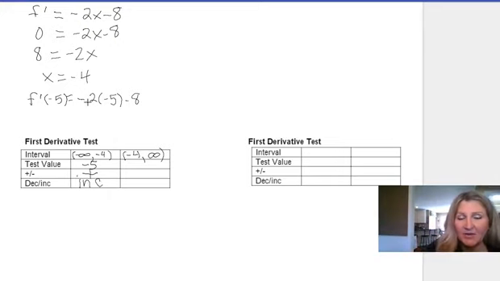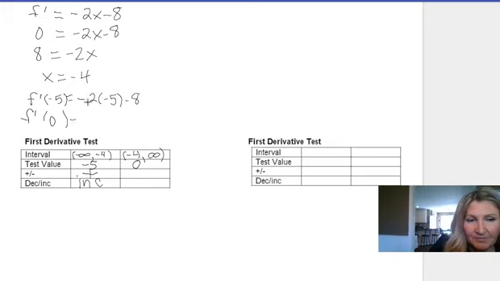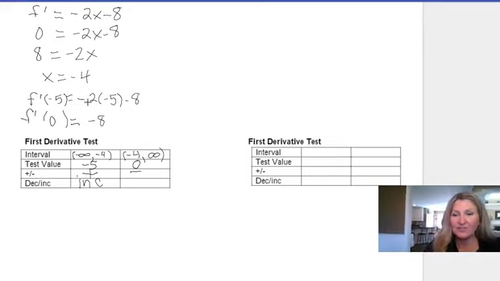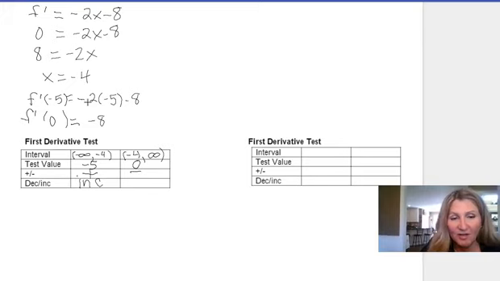Now I need a number in the interval from negative 4 to infinity. Well, I could do 0, right? That's in there. So now I'm going to plug 0 into that first derivative. Plug 0 in. I have negative 2 times 0, that's 0, minus 8. That's going to give me an answer of negative 8. That's a negative answer I plugged into the first derivative. That first derivative tells me the slope. If the slope is negative, my function has to be decreasing.